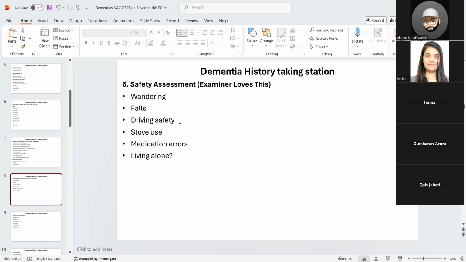Ask about driving abilities and safety. Are they able to safely drive? Yes or no? If they are not, we have to report them to the Ministry of Transportation, who will determine if they're capable of keeping their license or should their license be revoked.